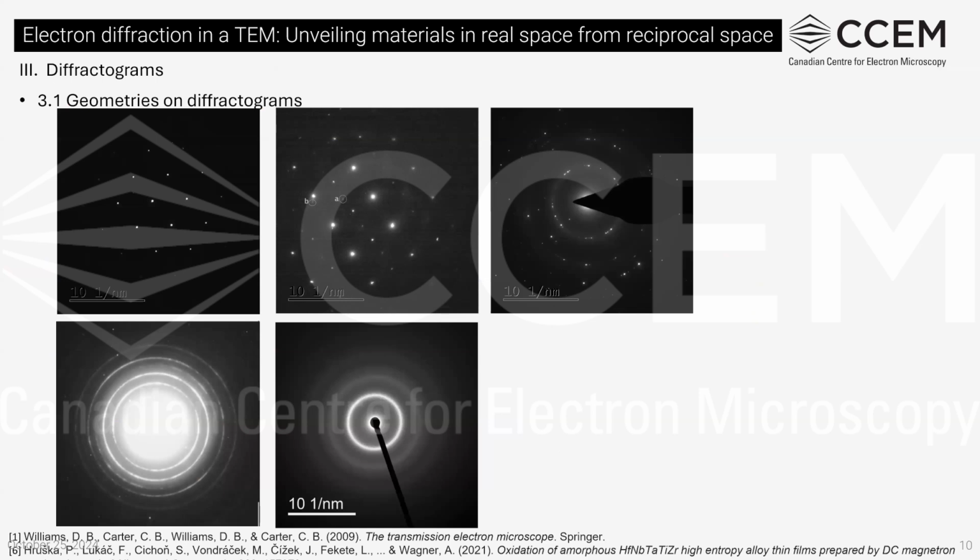Let's come to the practical part: indexing the diffractograms. What geometries could we get on diffractograms if you put your selected area electron diffraction, or SAED, aperture over a single crystalline material in a zone axis? You will get a dotted diffraction pattern. If you have multiple lattices in zone axis inside the SAED aperture, you will get sets of dots. For example, here we have two lattices in zone axis. We get two sets of diffraction spots.